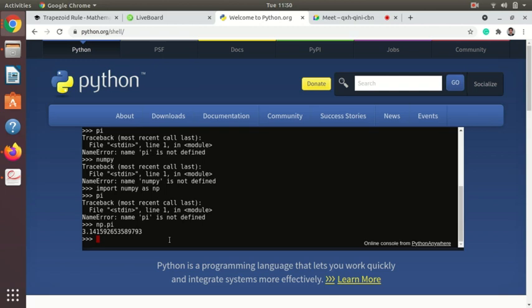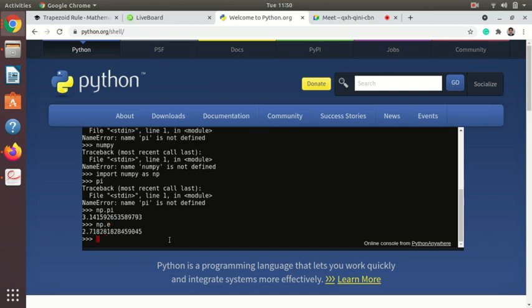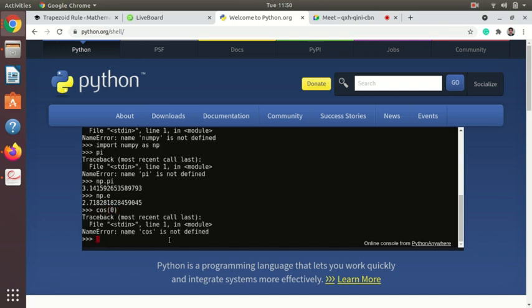Whenever you are using anything from this library, you have to mention the name. Any symbol you use, you have to use np. Let's find out if we can find the value of e. Yes, you can get the value of e, but you have to use np. Same case with the functions. Suppose you have to find the value of cos 0. What will it give?